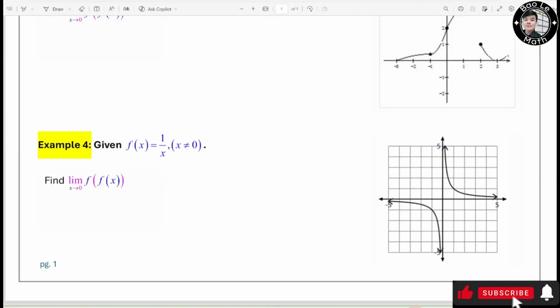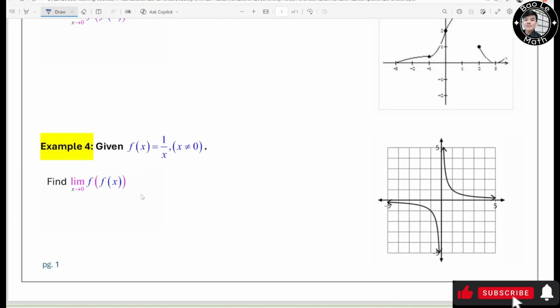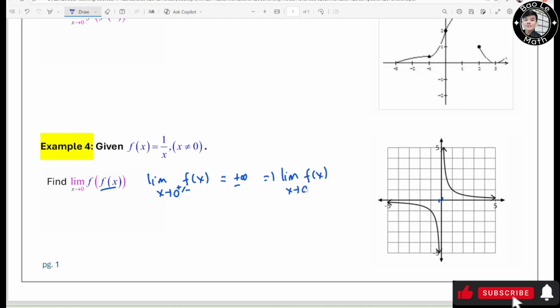Now let's move on to example number 4. Alright, the theorem cannot be used since the limit of the function f of s, which is the inner one right here, when s approaches 0 plus and minus, right? 0 plus is going to be right here, 0 minus is going to be right here, equals positive and negative infinity, right? So it tells us that the limit of the function f of s when s approaches 0 does not exist, right? So the theorem cannot be used.